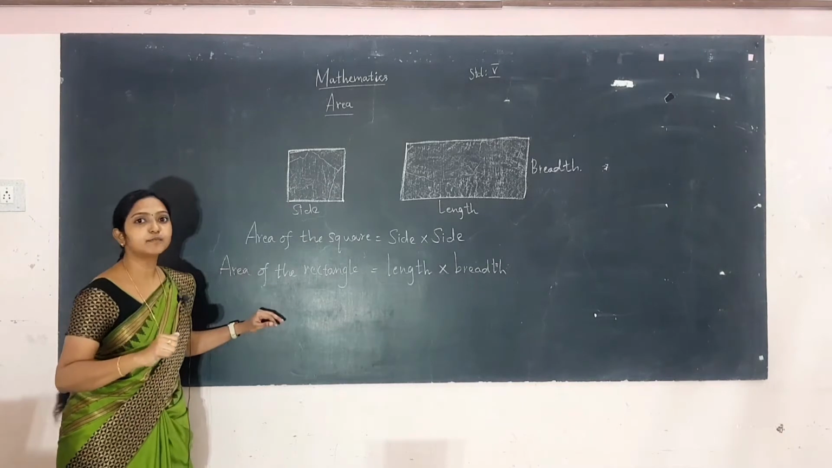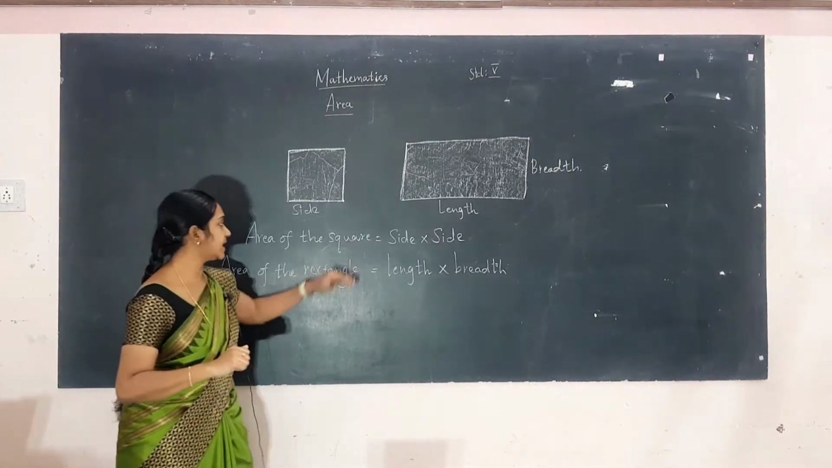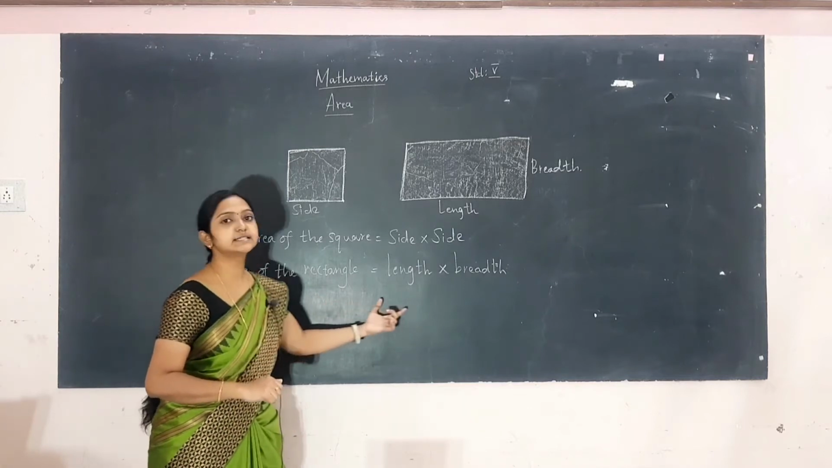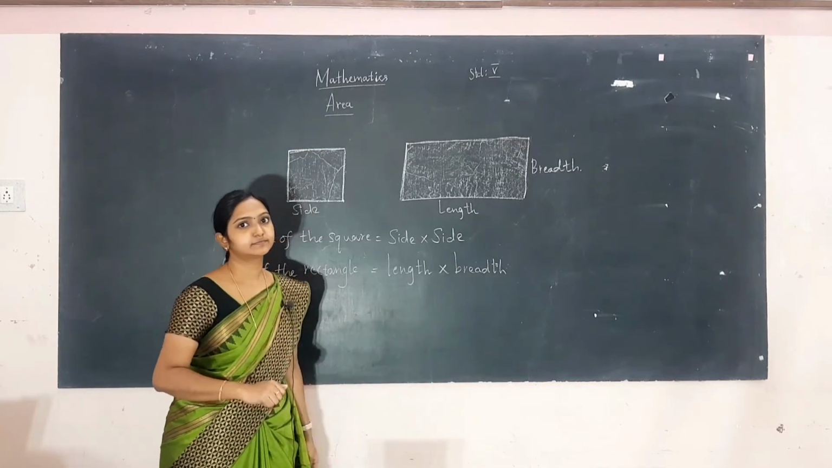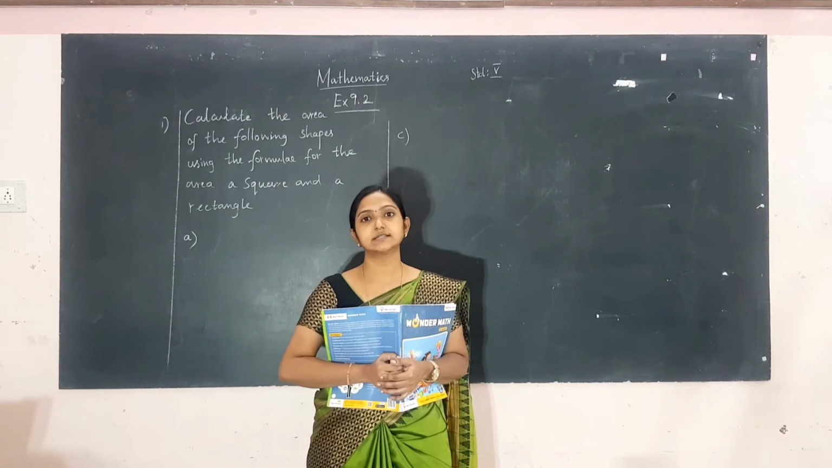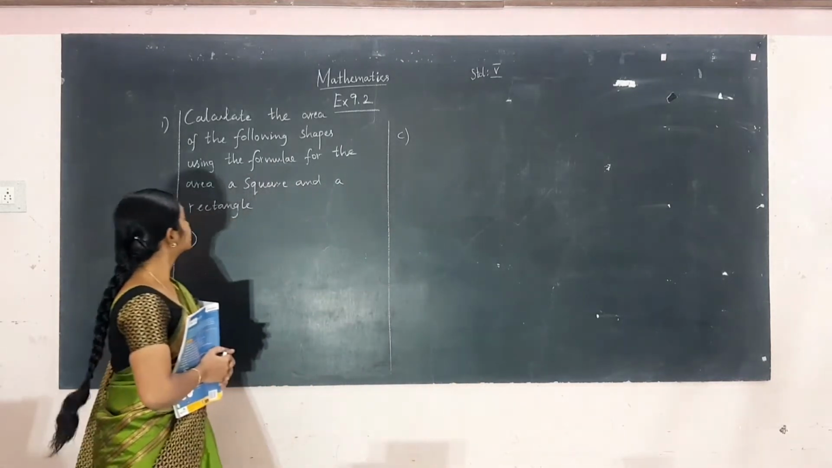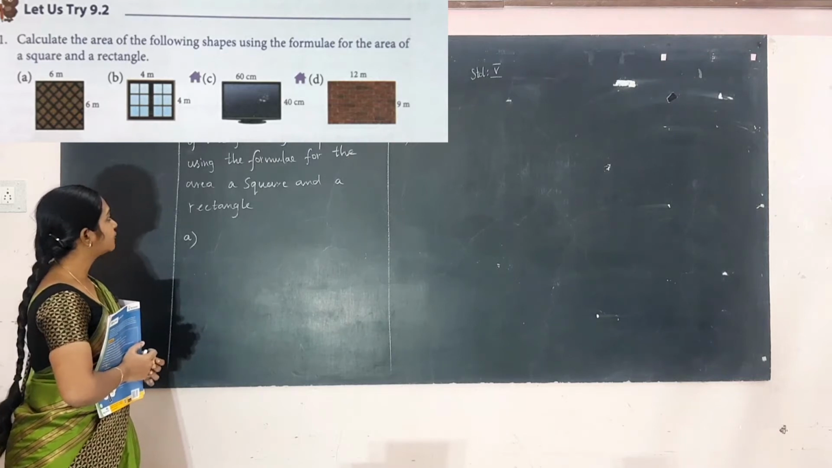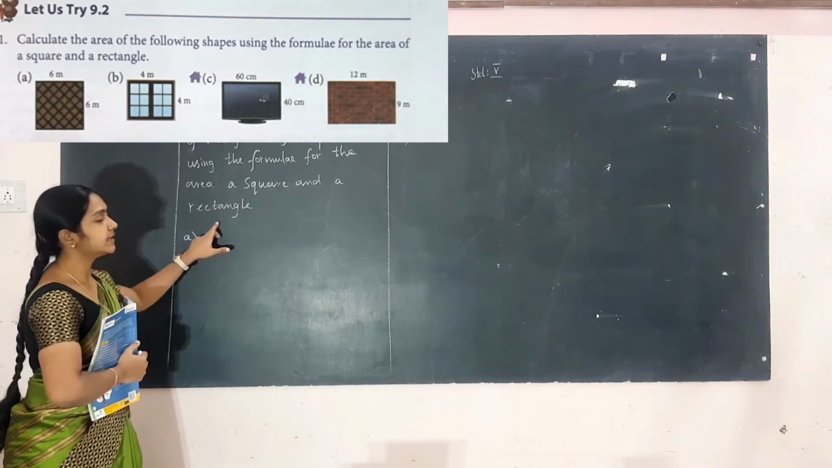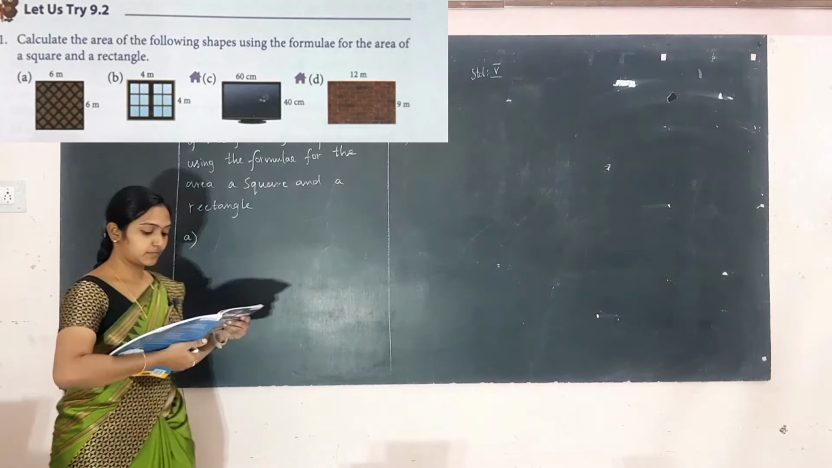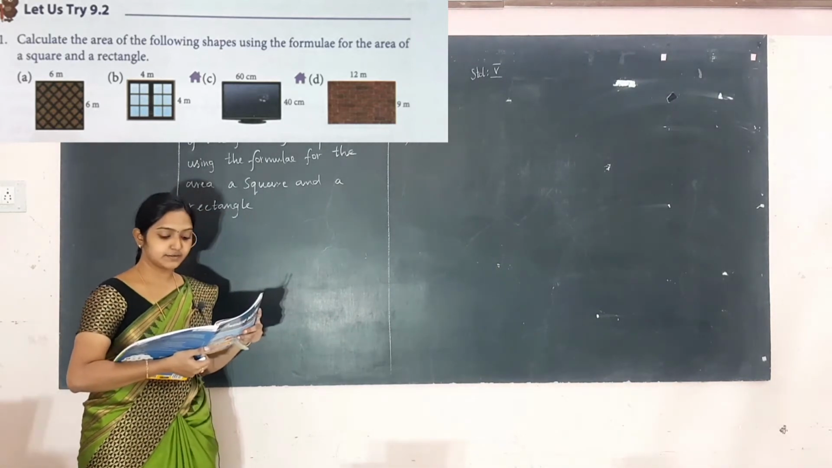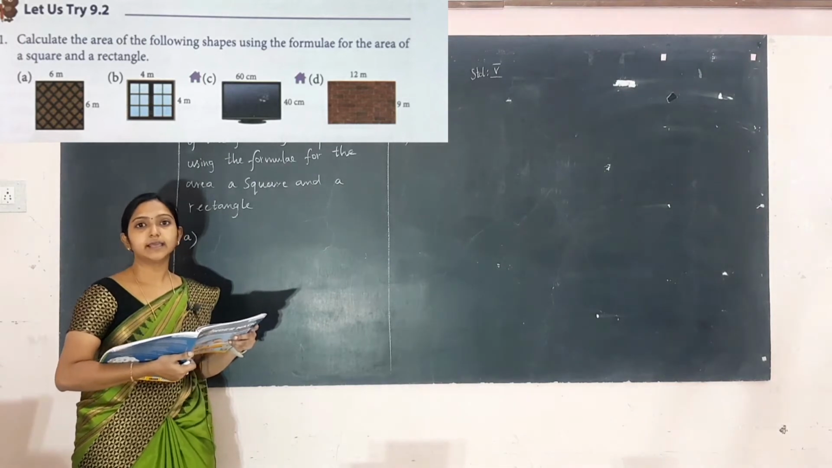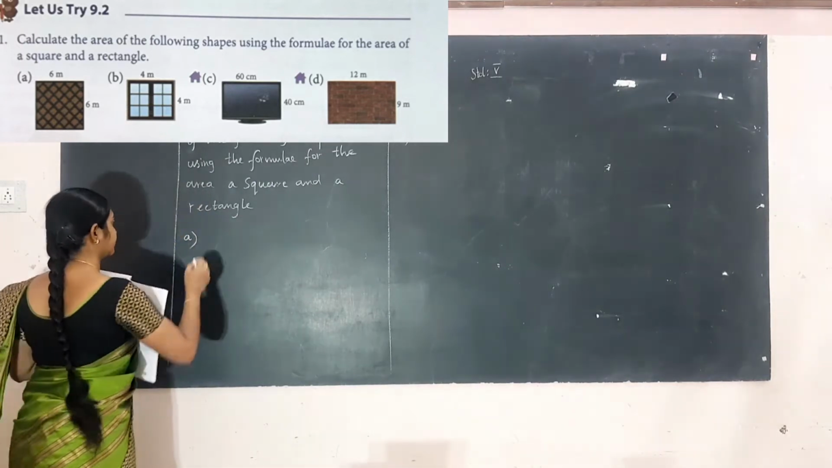These are the two formulas to find the area of square and rectangle. Area of the square is side into side and area of the rectangle is length into breadth. Now we are going to solve exercise 9.2. The first problem is calculate the area of the following shapes using the formula for the area of a square and a rectangle. Now look at the first picture. This is a square. So we have to find area of the square.